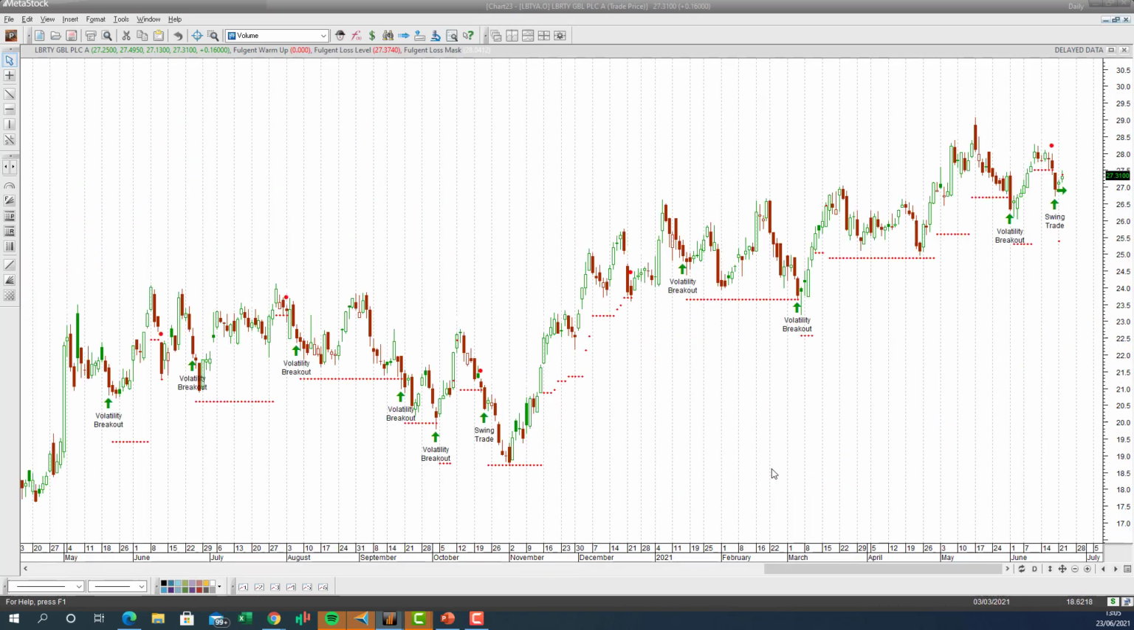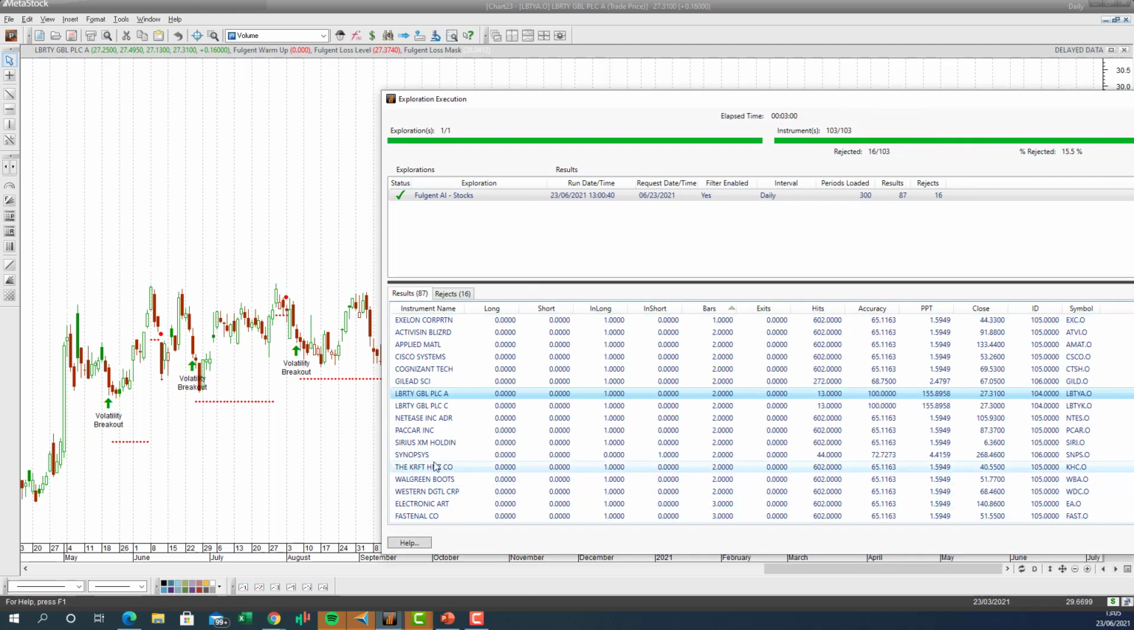Liberty Global PLC. Here we go. This is an ADR, I think. It's a dual listed one, yes. And nice swing trade here, kept you in there. Volatility breakout as it goes along. Caught almost every nice move there, so that's definitely one to watch. We're going to go through the list a little bit further down, look at some more familiar names.